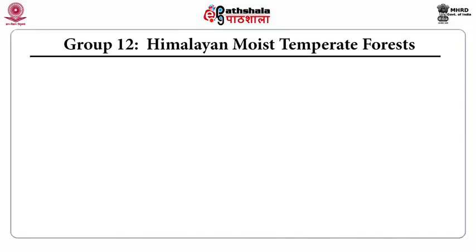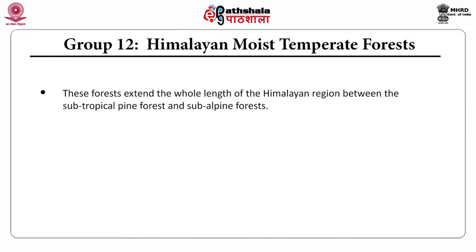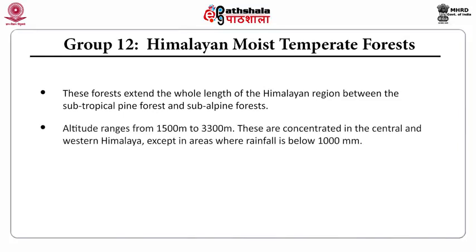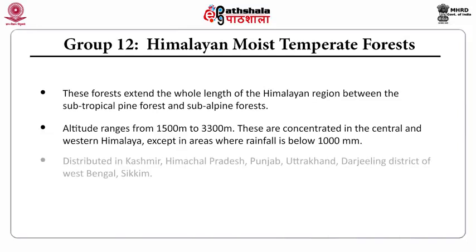The group 12 are the Himalayan West temperate forests. These forests extend the whole length of the Himalayan region between the subtropical pine forest and subalpine forest. Altitude ranges from 1500 meter to 3300 meter. These are concentrated in the central and western Himalaya, except in areas where rainfall is below 1000 millimeter. Distributed in Kashmir, Himachal Pradesh, Punjab, Uttarakhand, Darjeeling district of West Bengal and Sikkim.